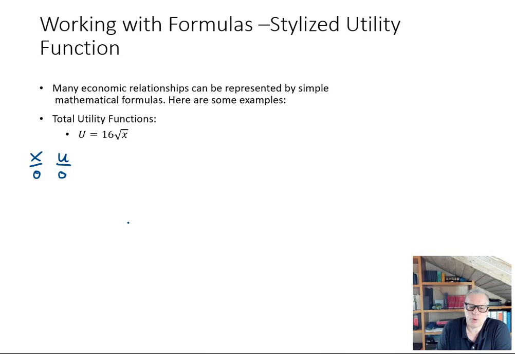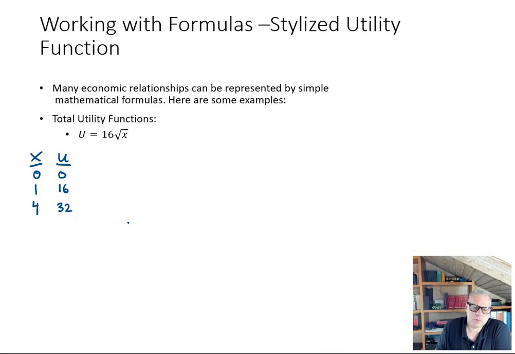Well, if x is 1, and x could be like cookies, something that you consume, so let's say you have one cookie, how big is your utility? Then we substitute 1 for x, 16 times the square root of 1, that is 16. Let's discuss what happens if we have 4 cookies. 16 times the square root of 4. Square root of 4 is 2, so we get 32.